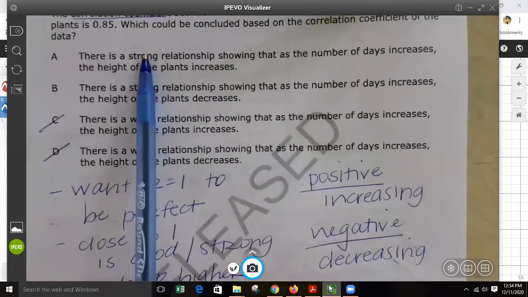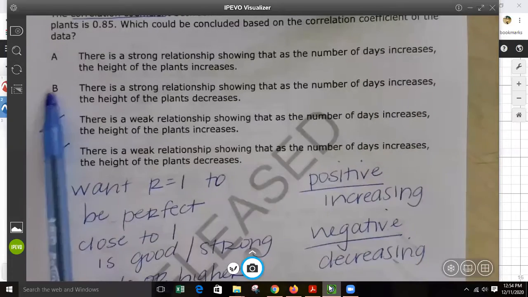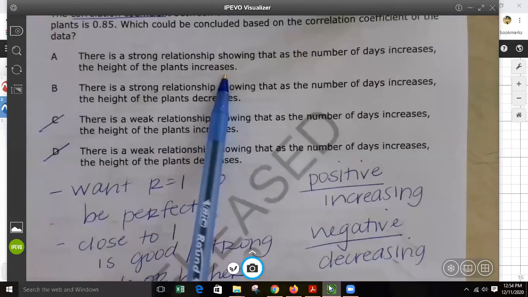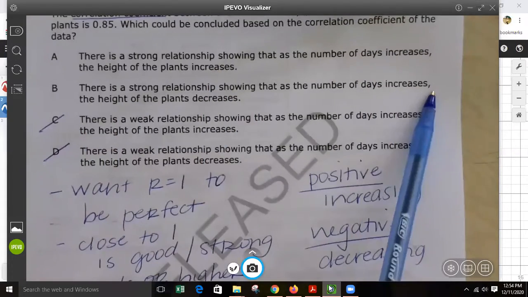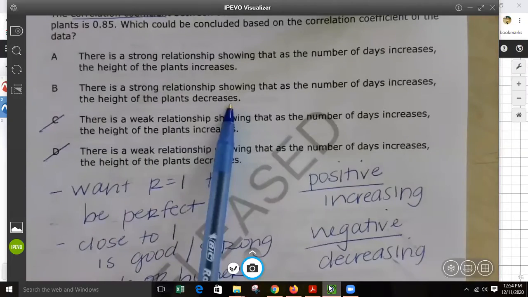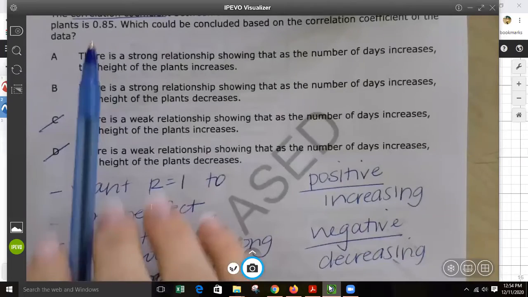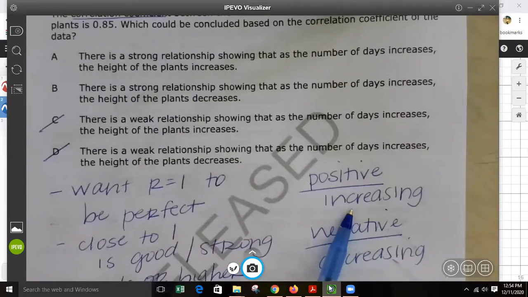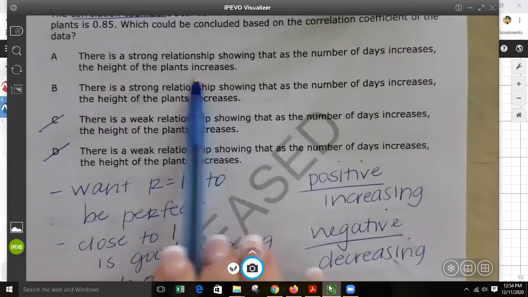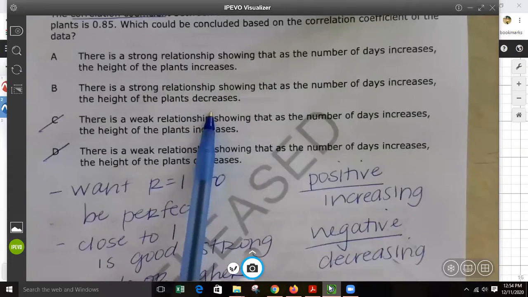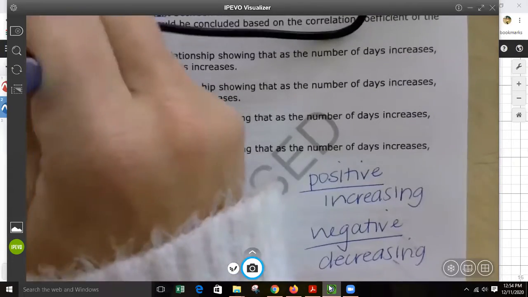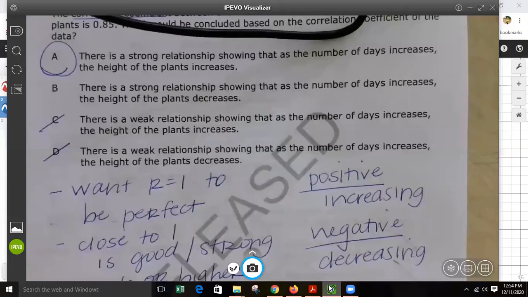There's a strong relationship showing the number of days increases, the height of the plant increases. There's a strong relationship showing as the number of days increases, the height of the plant decreases. So which one is this one? If it's positive, what does it do? Increases. So is it increases or decreases? Increase. That's all you do, guys. That's it.